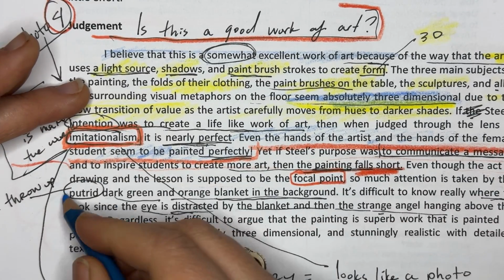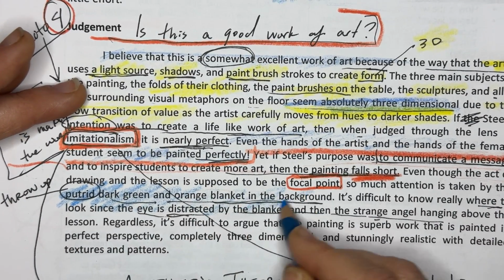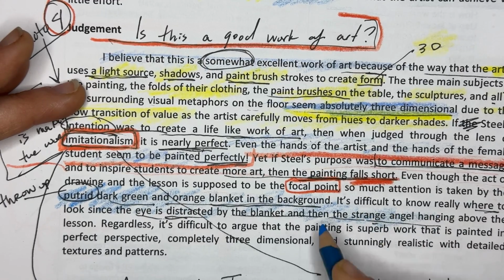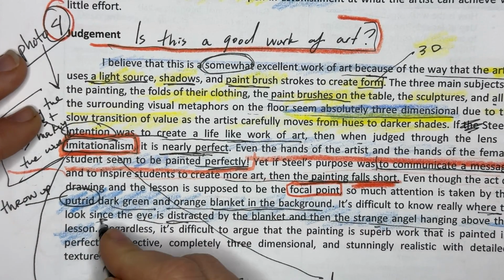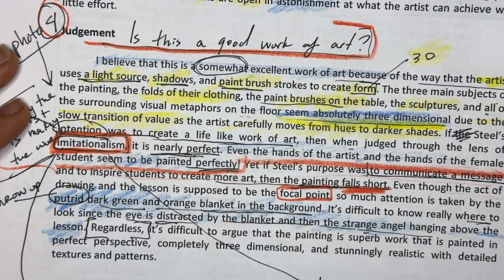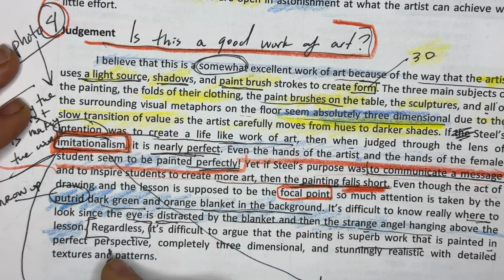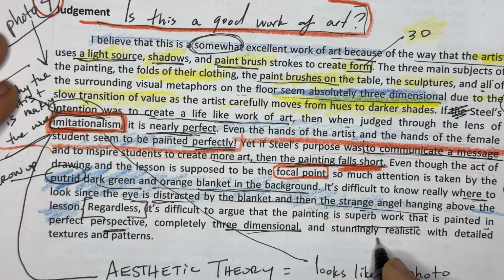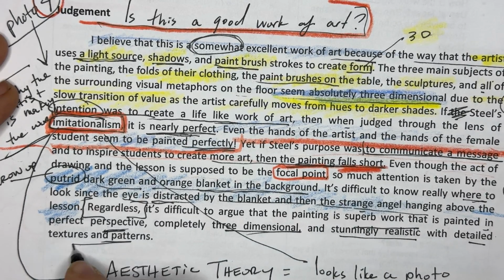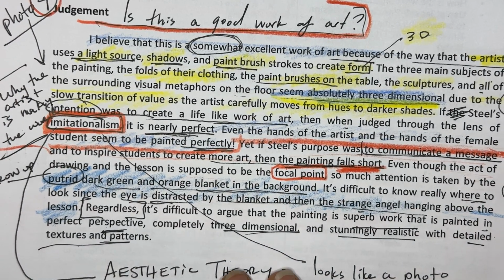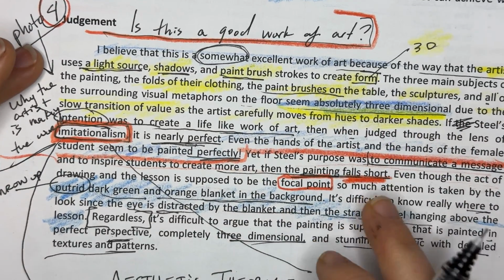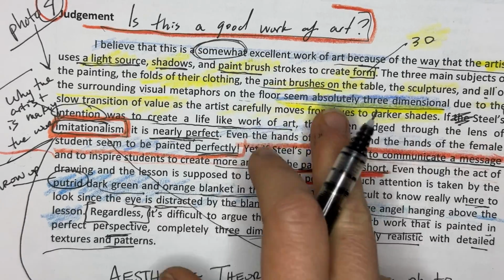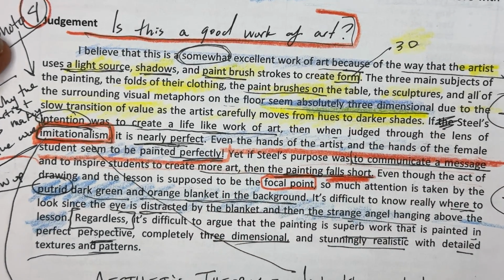This is all opinion. Saying that the blanket looks like vomit and there's a strange angel baby hanging above the lesson. Regardless, it's difficult to argue that this painting is a superb work of art that is painted perfect perspective, completely three-dimensional and stunningly realistic with detailed textures and patterns. Wow. So it's saying like there are some problems with the work, which I love. That makes this paragraph super strong because it's being real and straight up.